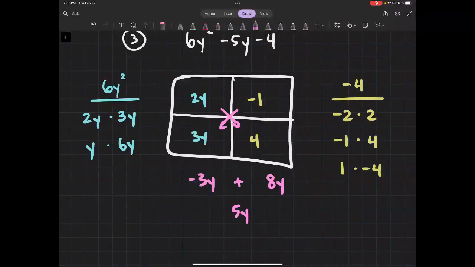Get a +5. You're close. We're close. Switch what? The negatives? Okay. So instead of -1 and +4, you want +1 and -4? Yep. Okay. So let's see. What does that do?